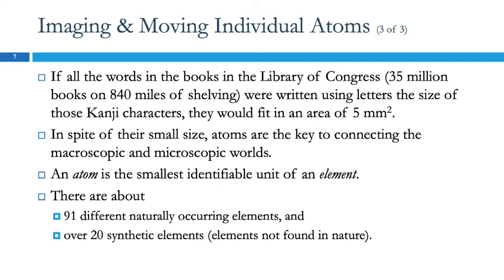And yet, in spite of their incredibly small size, atoms are the key for connecting between the macroscopic world and the microscopic or particulate world. The atom is the smallest identifiable unit of an element. There are 91 different naturally occurring elements and over 20 synthetic elements. Those are not found in nature, they're made by humans. They're not stable, so you can make them, and then they fall apart. That's why they don't exist in nature, because they're not stable.